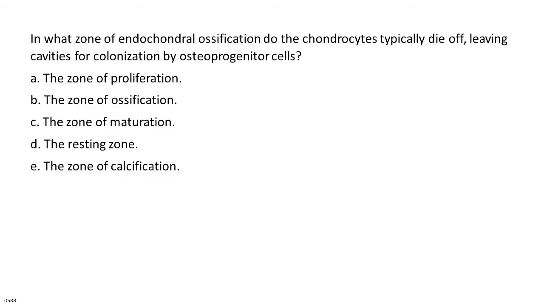In what zone of endochondral ossification do the chondrocytes typically die off, leaving cavities for colonization by osteoprogenitor cells? A. The zone of proliferation. B. The zone of ossification. C. The zone of maturation. D. The resting zone. E. The zone of calcification.